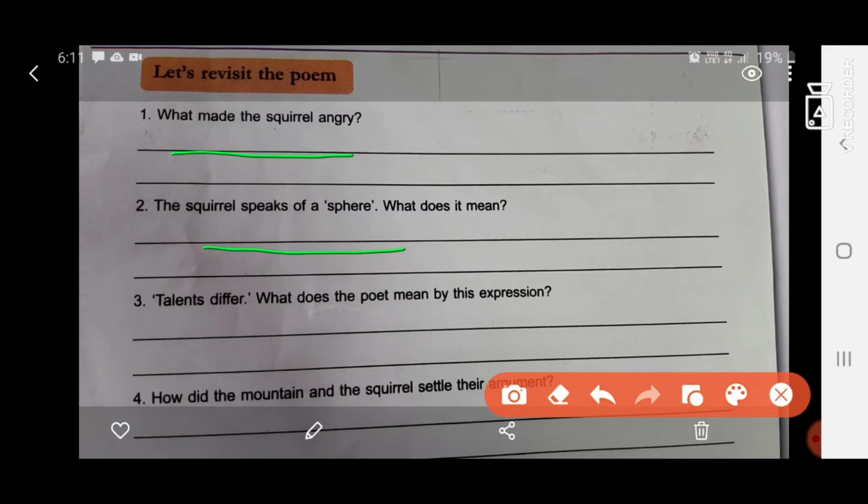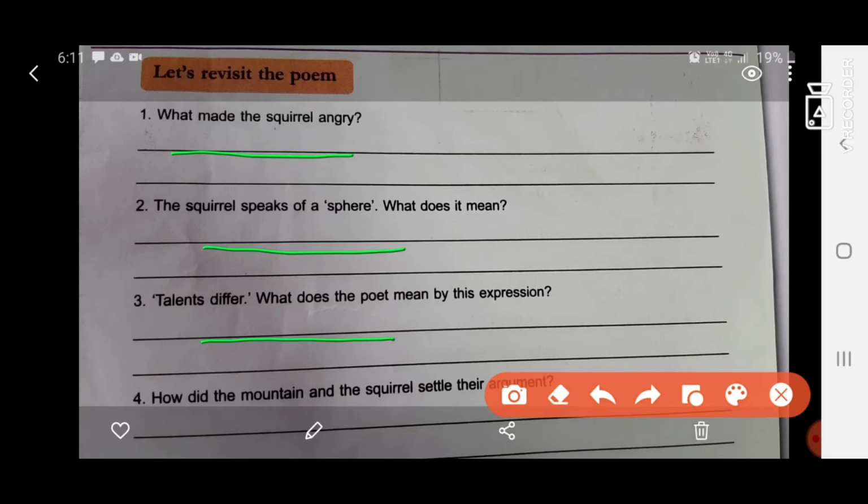Now each and everyone has their own talents, their own ability. The poet means their ability. Okay? Got it? You write here. And the next question, how did the mountain and the squirrel settle their argument?